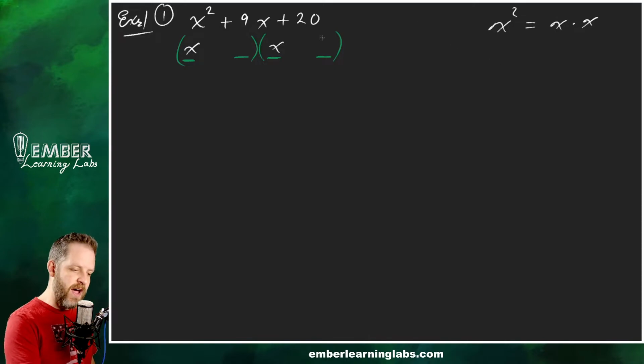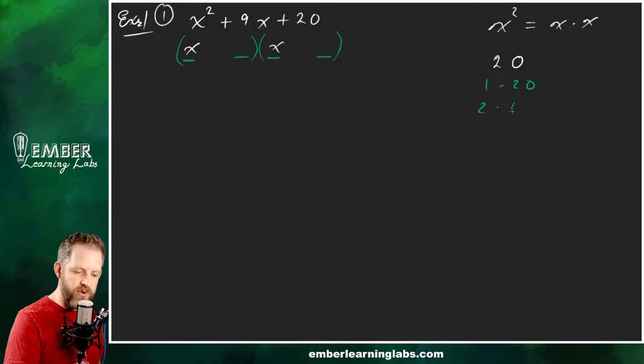So I'm going to list the factors of 20 over here, not the multiples of 20, because that'd be 20, 40, 60, 80, etc. We want the factors of 20. So things that multiply to get 20. So 1 times 20 equals 20, right? 2 times 10 equals 20. Let's see, what else? 4 times 5 equals 20. And there's all the factors of 20.